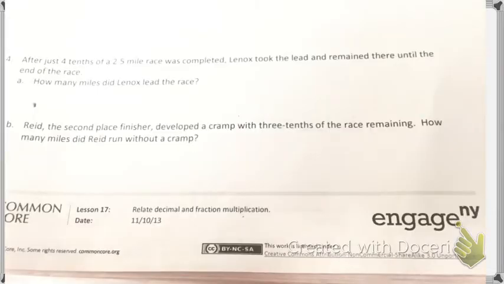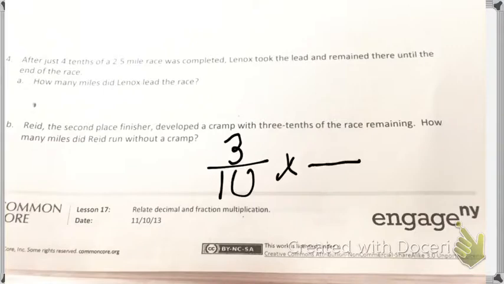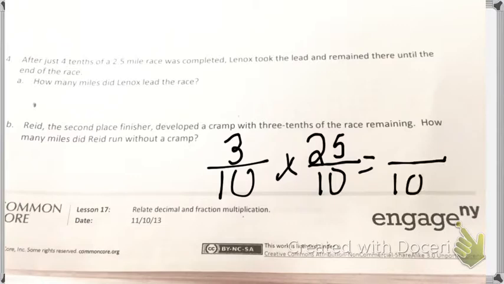All right, letter B says, Reed, the second place finisher, developed a cramp with 3/10 of the race remaining. How many miles did Reed run without a cramp? What operation am I going to use to solve this right here? So 3/10 times how far was the race? 25/10. So you should have multiplied and gotten 75/100.